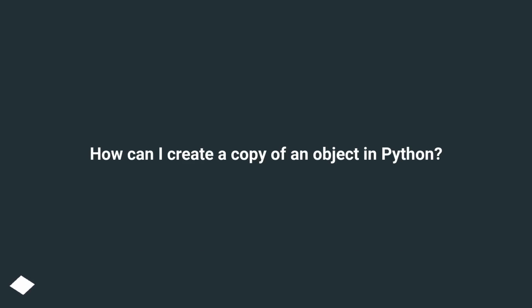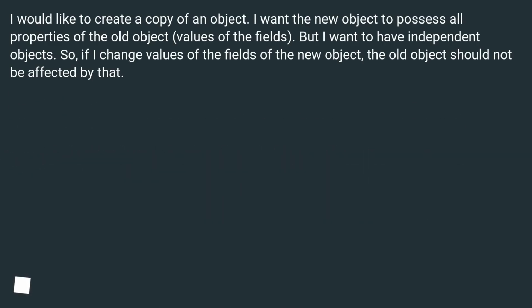How can I create a copy of an object in Python? I would like to create a copy of an object. I want the new object to possess all properties of the old object, values of the fields. But I want to have independent objects. So, if I change values of the fields of the new object, the old object should not be affected by that.